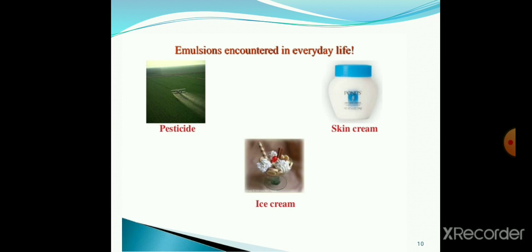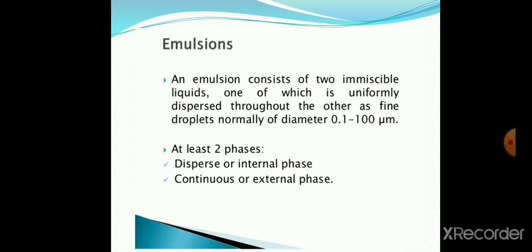Now we are going to see the third type, the emulsion. We use emulsions in day-to-day life, such as pesticides, ice cream, which is the best example of emulsion, and skin cream. Emulsions are mainly of two types, water in oil and oil in water, which we have already studied in the SY class. Emulsions consist of two immiscible liquids. Immiscible means not completely soluble or miscible.